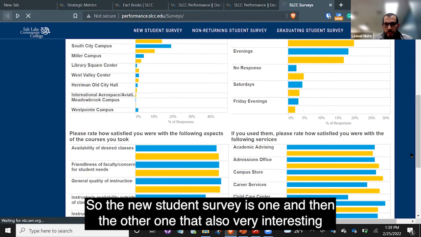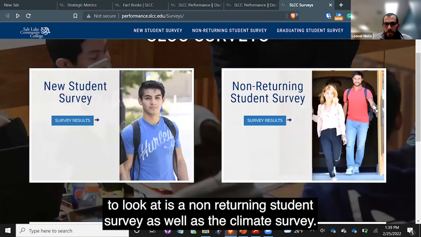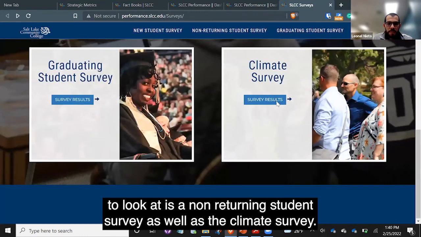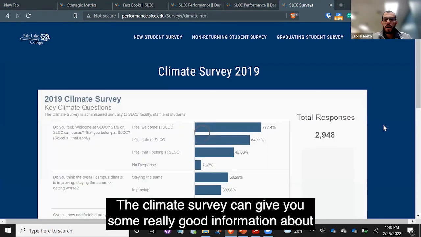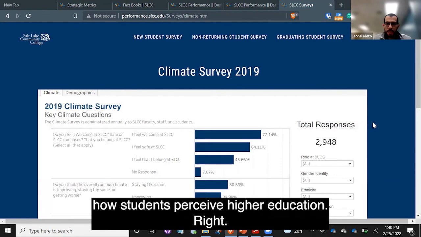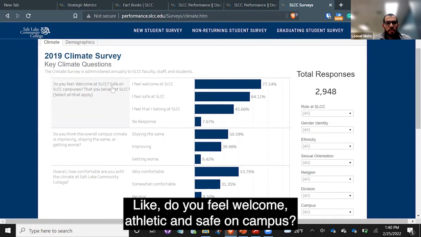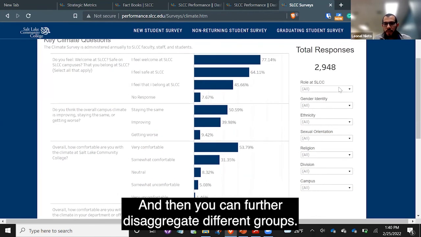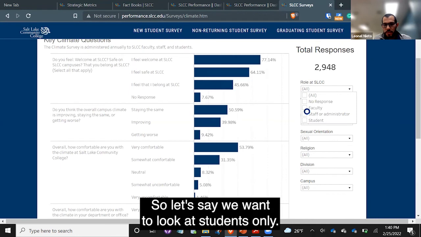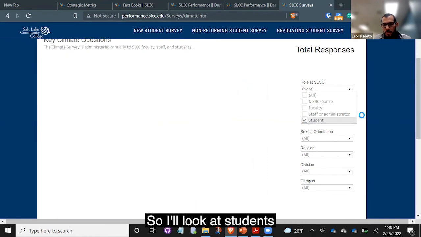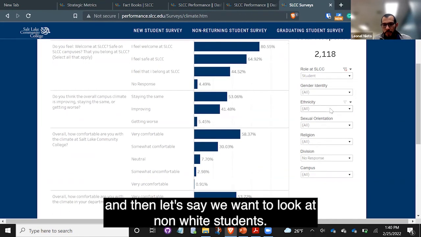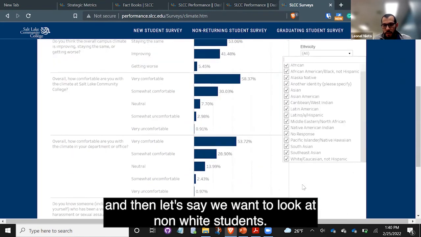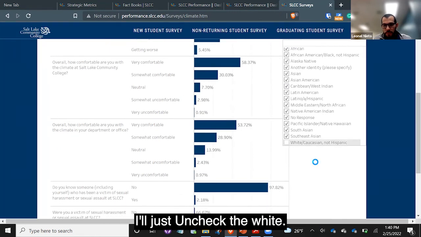And then the other one that was also very interesting to look at is the non-returning student survey, as well as the climate survey. The climate survey can give you some really good information about how students perceive higher education, right? Like, do you feel welcome at SLCC and safe on campus? And then you can further disaggregate different groups, right? So let's say we want to look at students only. So I'll look at students. And then let's say we want to look at non-white students. I'll just uncheck the whites.